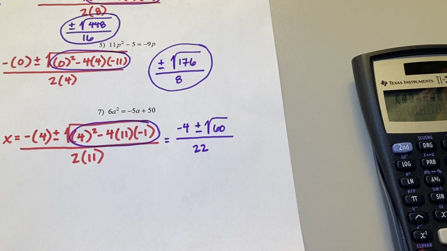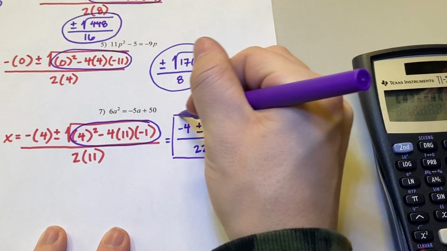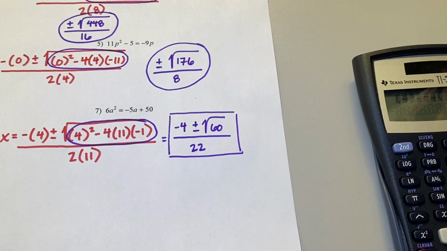Is 60 a perfect square? Nope. It's 49 and then it goes to 64. 60 is not a perfect square. So we're going to go ahead and just leave our answer just like that. No perfect squares yet. It's ugly, but it's an answer.